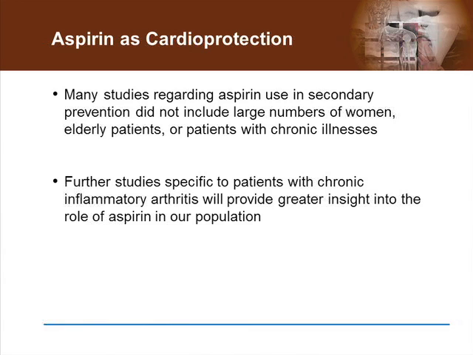The overall risk of GI bleeding, however, it is still important to note, is usually twice as high as without aspirin therapy. But it is now well accepted that low-dose aspirin at 81 is just as beneficial as 325, and since 81 has less of the GI bleeding risk, it is the preferred dose for cardioprotection. Many studies regarding aspirin use in secondary prevention unfortunately did not include women or elderly or patients with chronic illness, and are therefore difficult to apply in our population.